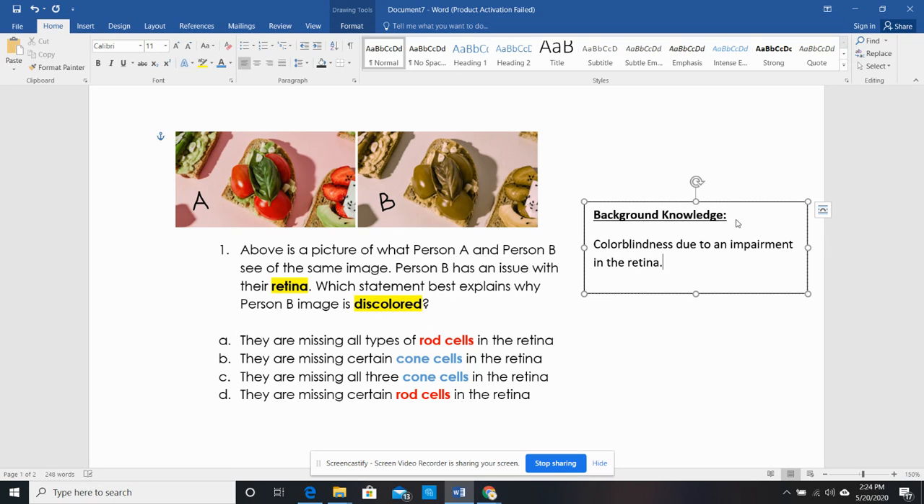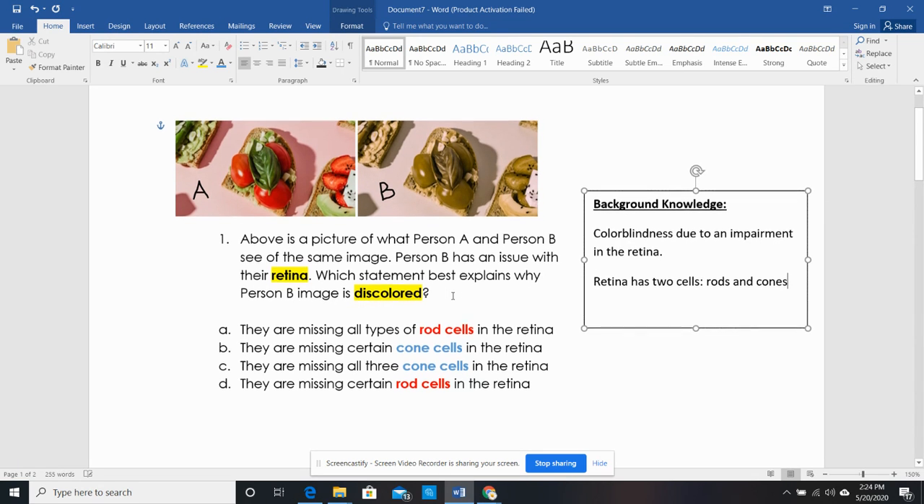Now I need to pull up some background knowledge that I have about my actual retina. So I want you to think about a couple lessons ago when we learned about that layer of the retina in the back of your eye. The retina has specialized cells. There was two types of cells. Those cells were called rods and cones. So the retina has two cells, rods and cones.